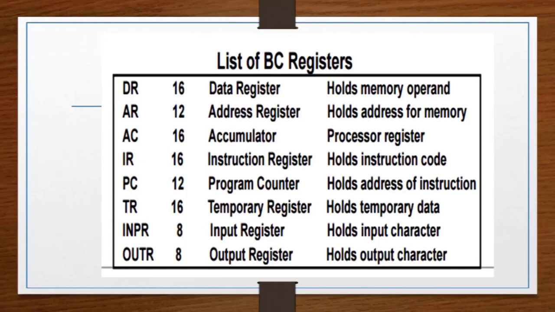Next one is the PC, or the program counter. It's 12 bits. It holds the address of the instruction. Next one is the TR, or temporary register. It's 16-bit. It holds temporary data. INPR is an 8-bit input register which holds the input character. Finally is the OUTR. It's an 8-bit output register which holds the output character.